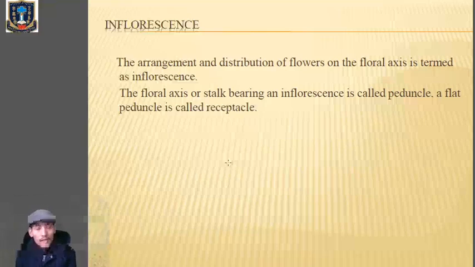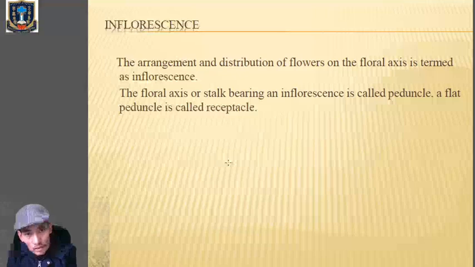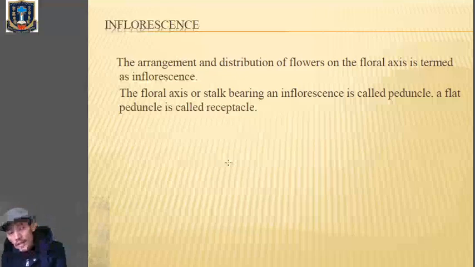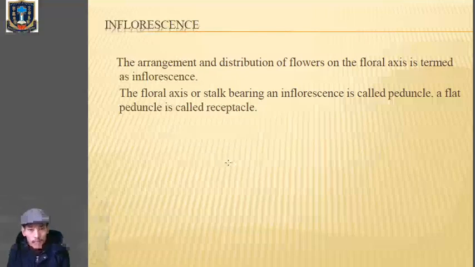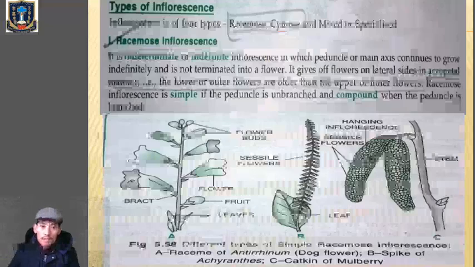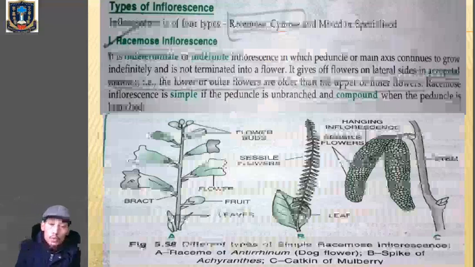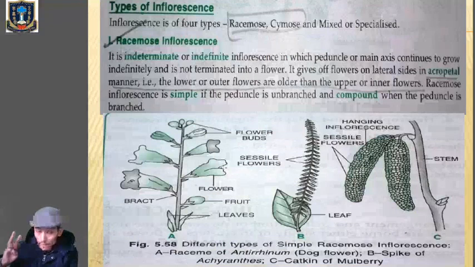Now, what is inflorescence? It is mainly the arrangement and the distribution of the flowers on the floral axis. Whenever the floral axis or the stalk bears the inflorescence, it is called the pedicel, and the flat pedicel is called the receptacle. So depending upon the types of inflorescence or arrangement of flowers on the floral axis, we have got two types.